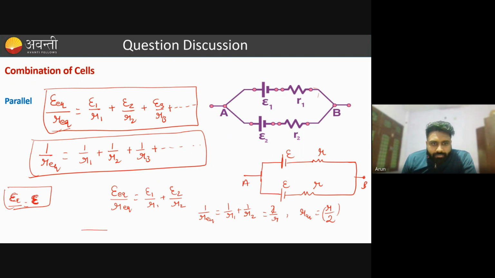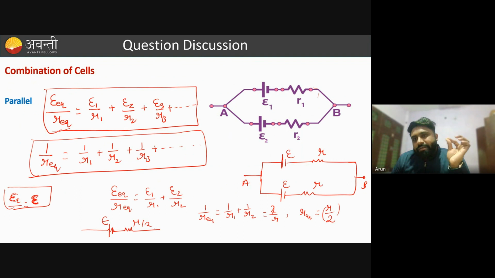So you can make a single circuit of this. This is the battery and this is the equivalent resistance. So it will be E, but the resistance would be half. Got it? So try to remember this. In parallel combination of cells, if the EMF of the cells is the same, the equivalent EMF will not drop. Equivalent EMF will remain the same and the internal resistance will be half. Got it?